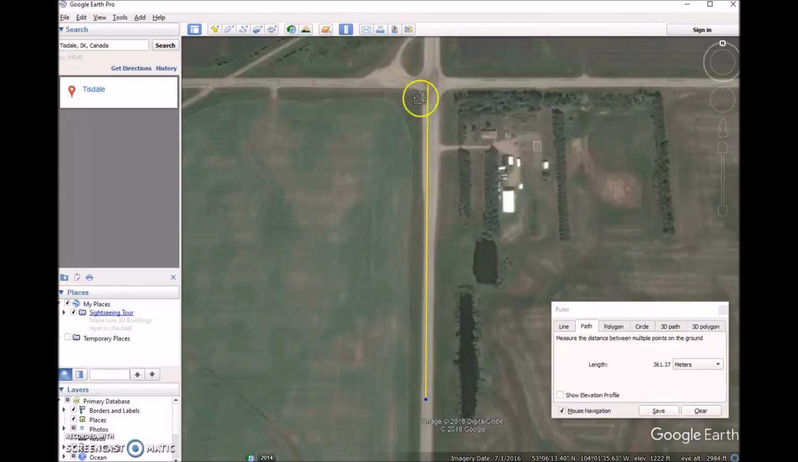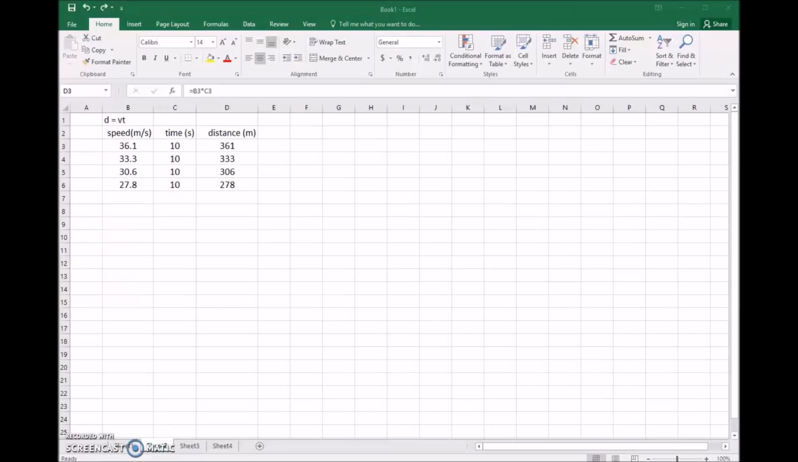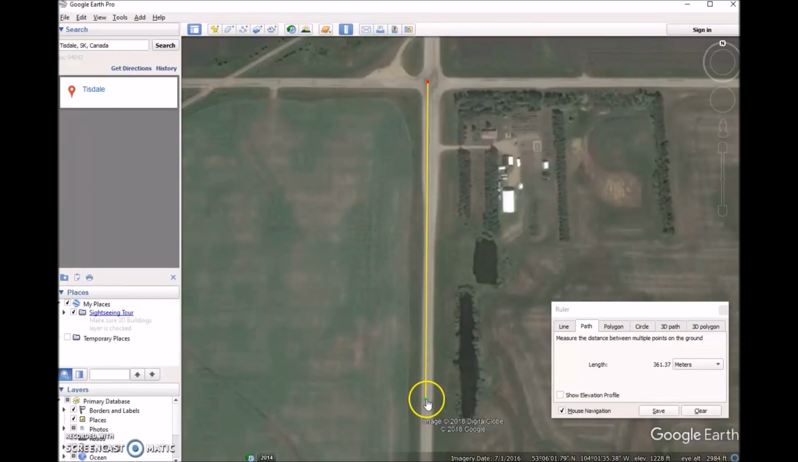Okay, well, maybe he wasn't doing 130. Maybe he was only doing 120, in which case he would travel 333 meters. So let's shorten that up to 333 meters.